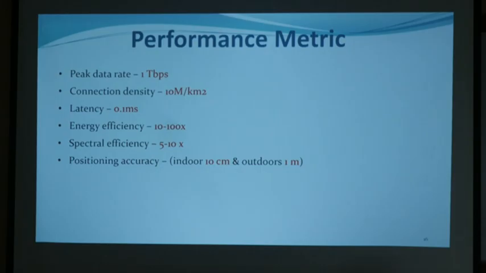So this is just to summarize what I said. The peak data rate for 6G will be terabits per second. Connection density is 1 million devices per square kilometer. Latency is 0.1 millisecond. Energy efficiency, everything, we would like to see an order of magnitude enhancement, okay? Spectral efficiency and localization as well.